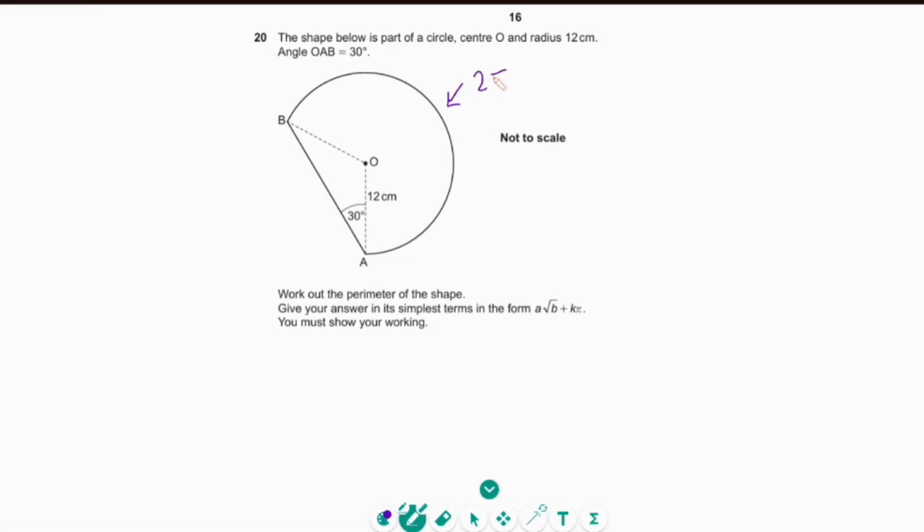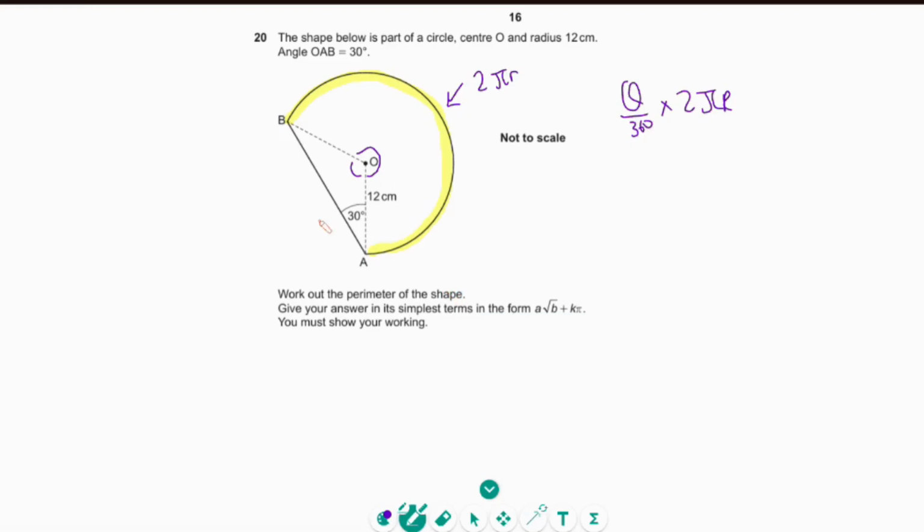2 pi r is the circumference of a circle, right? But it is an arc. We haven't got the full circle. It's the arc we need. So arc length is theta over 360 times 2 pi r. Don't know the angle, this theta. Guessing we can work it out from here.